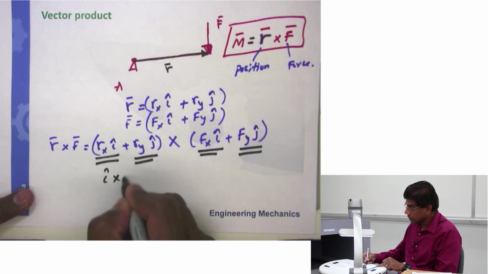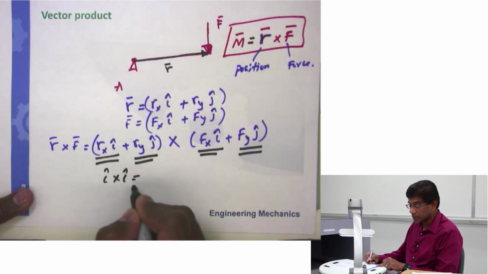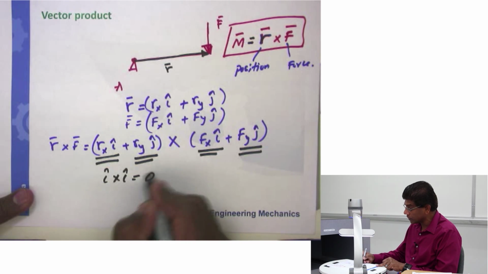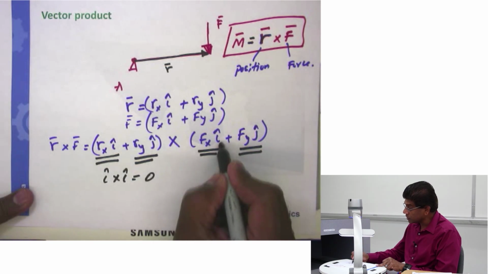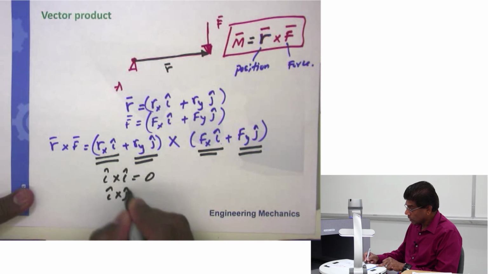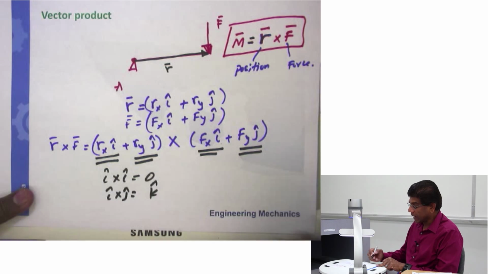So I cross I, angle is 0. All right, so it won't give a unit vector, it will give you a 0 vector. But I cross J would give you K, and so on.